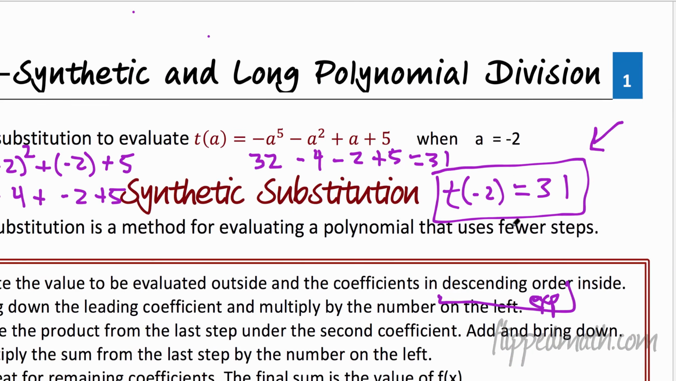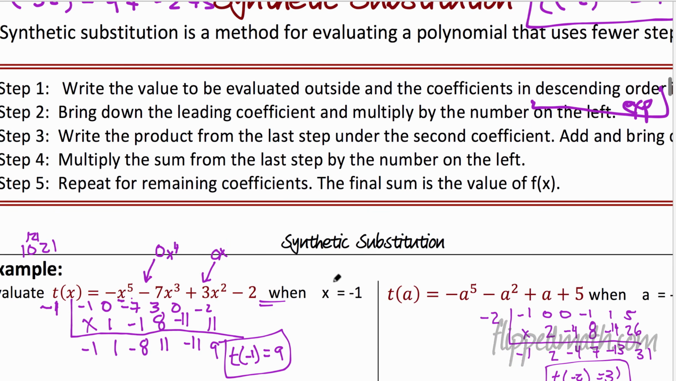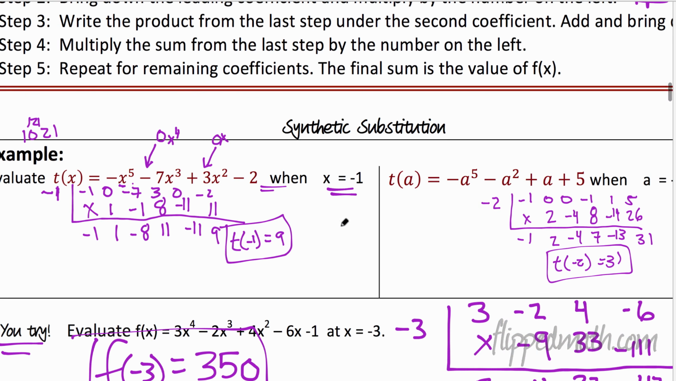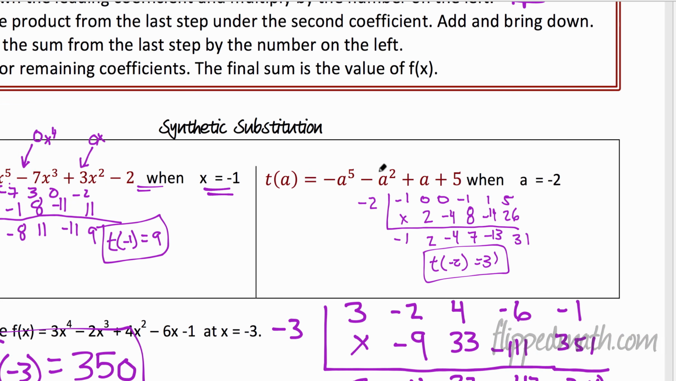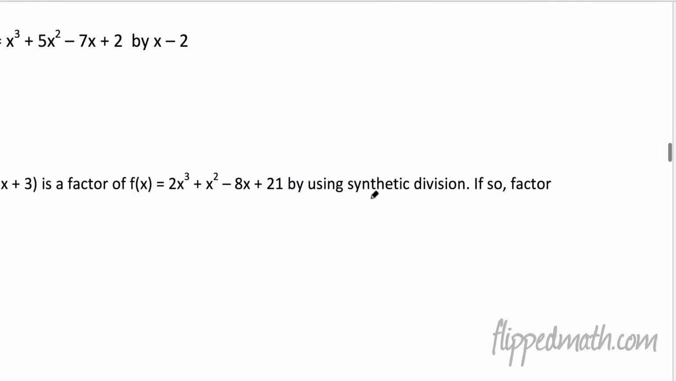All right, here. Notice how you put the number that x is equal to out front. We did that, right? That's what we did earlier. So if x equals negative 2, you put a negative 2 out front. You do the same thing right here.